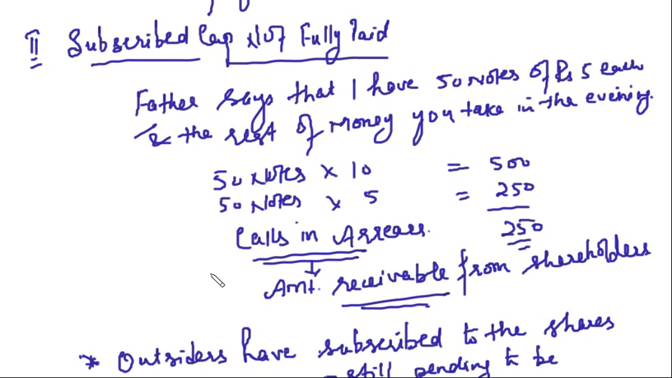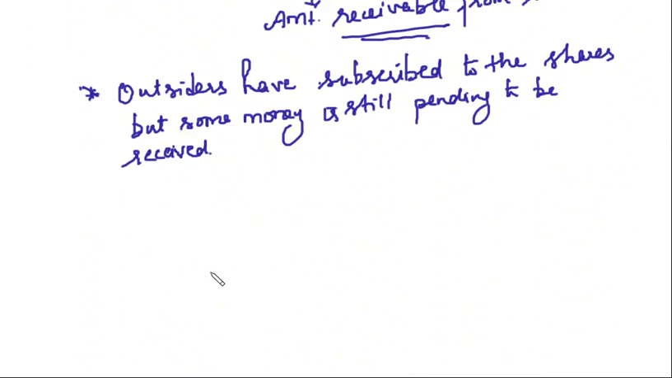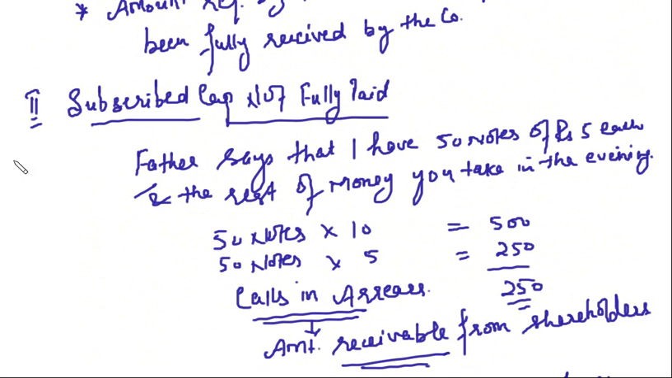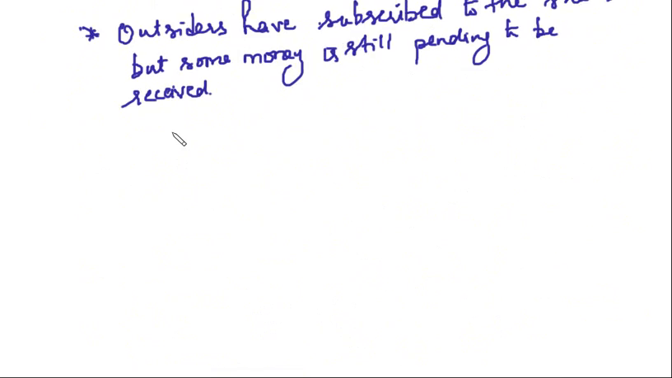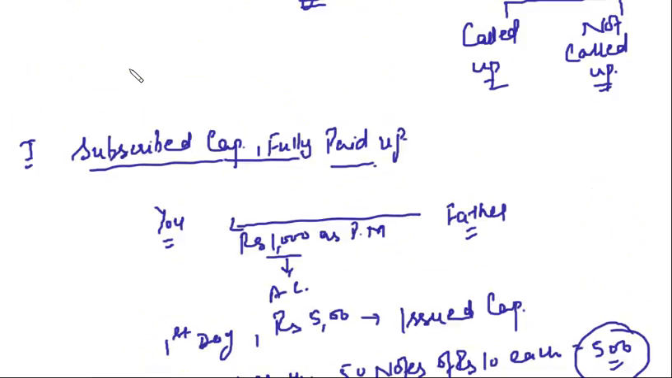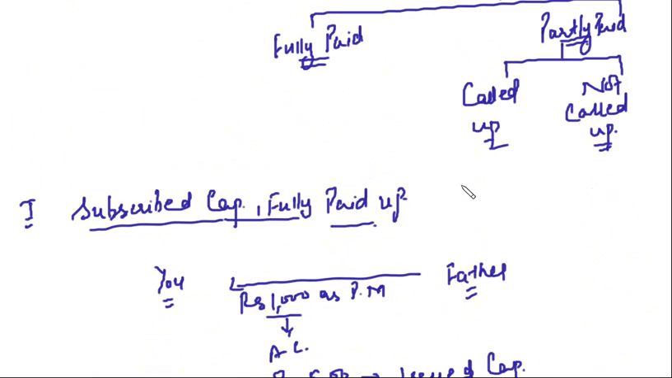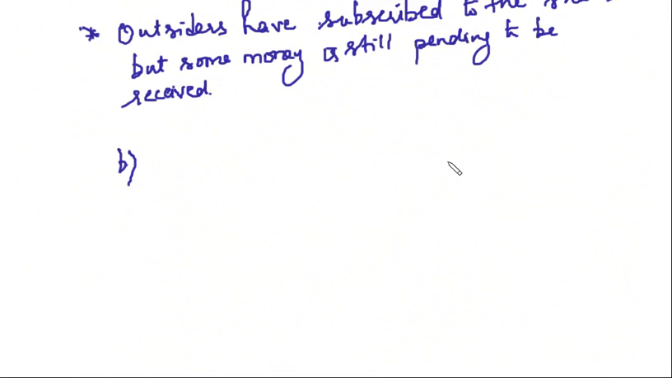Now I will take another case. This was case 1, now case 2. This was the A part, right? First I will do the B part, then I will tell you the difference between A and B. That is, the difference between A and B is called up and non-called up, right? Let me do the B part. Now what happened?